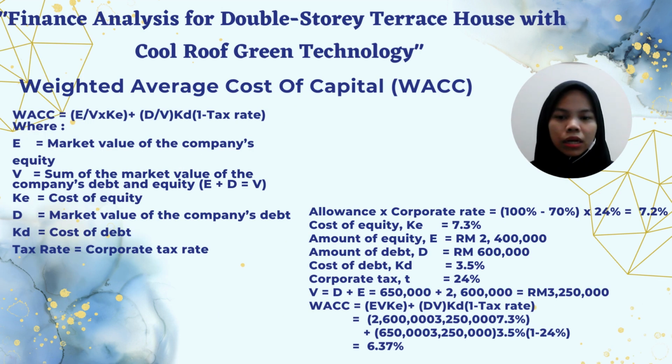Next, we need to calculate the weighted average cost of capital. First of all, we can see here that in the formula, we have to identify the V value by using the formula E plus D. And then the tax rate means same with corporate tax rate. For Malaysia, we know that 24% is the corporate tax. And by using the formula, we can calculate the overall value and we got 6.37%.